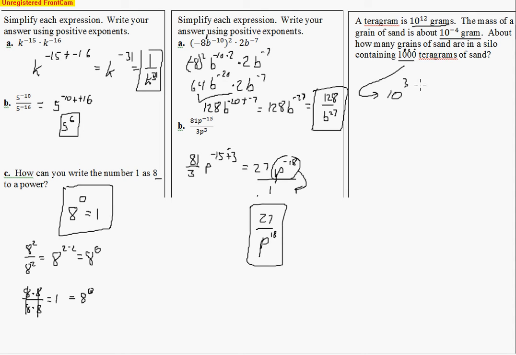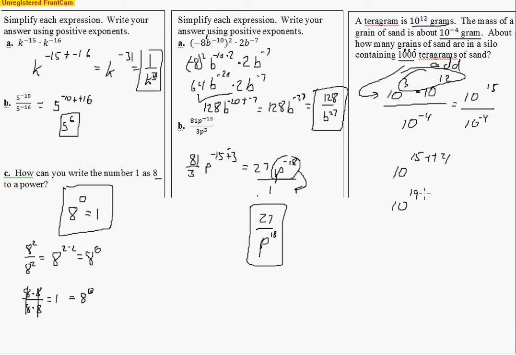And then I'm going to take that number and multiply it by how many grams are in a teragram. So a teragram is 10 to the 12th grams. And then I'm going to divide by the mass of a grain of sand, which is 10 to the negative 4th. So we're trying to find how many of these grains of sand go into a teragram. And that's what we're doing here. And actually into the silo, which has 1,000 teragrams of capacity. And so this is 10 to the 15th power when I go ahead and add up these exponents. And from there, I do some subtraction. Now I've got the division, so I subtract the exponents. 15 minus negative 4. And when I add the opposite there, I get 10 to the 19th power.